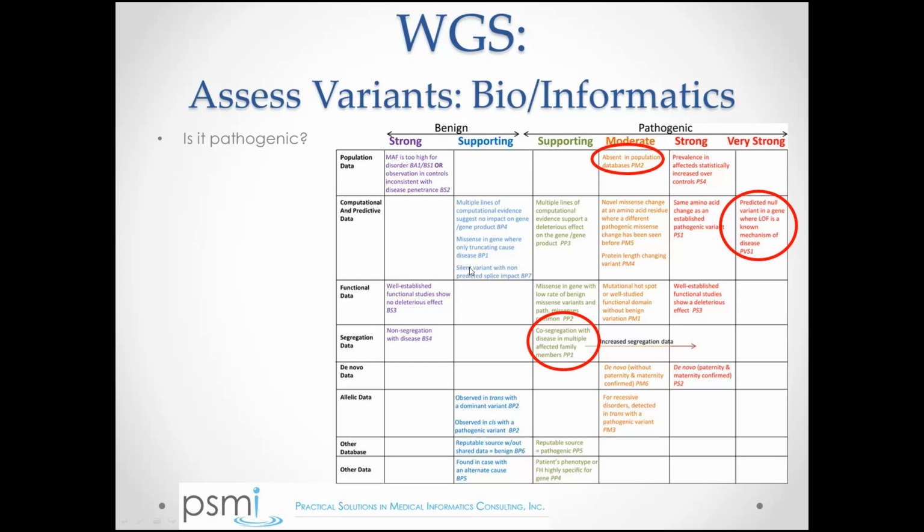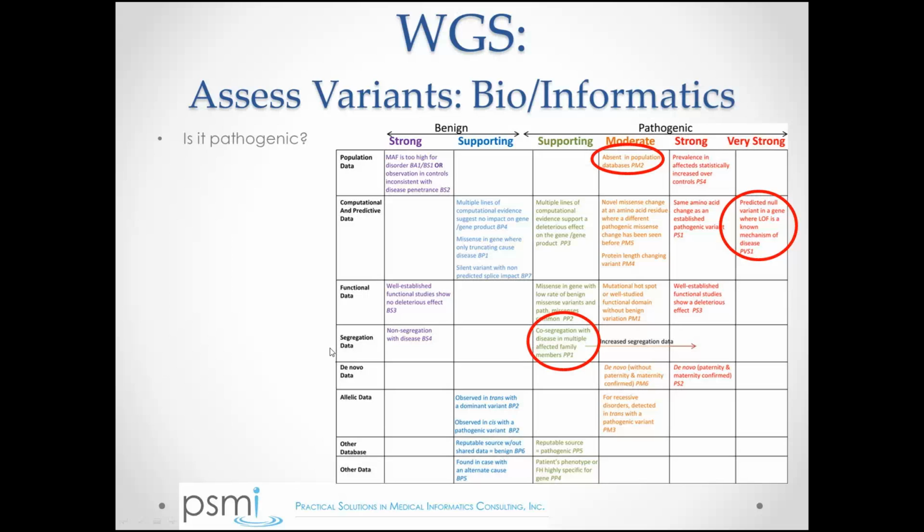Functional data would refer to, for instance, lab data or something that's done in vitro. It's some testing of this variant, and we don't have any functional data for this particular patient. We do have segregation data. Segregation data means that in our case, we tested the patient, his brother, and his mother, and we found that all three of them had the disease and also had the particular variant.